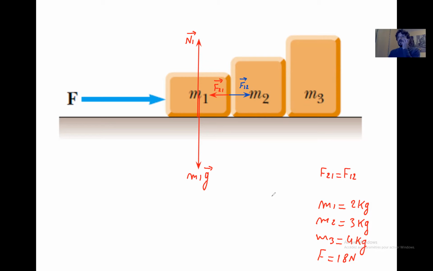Now I will talk about M2. M2, with the blue color, what do we have? We have the weight M2G and the reaction from the table on M2. So here we have M2G and N2.